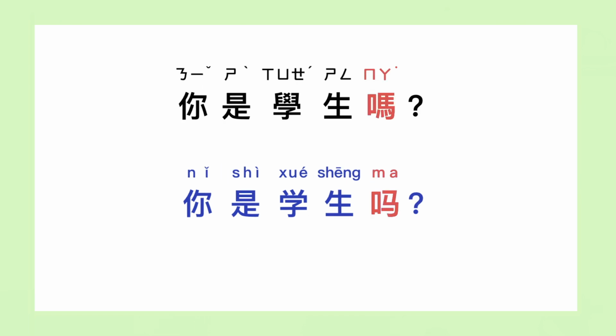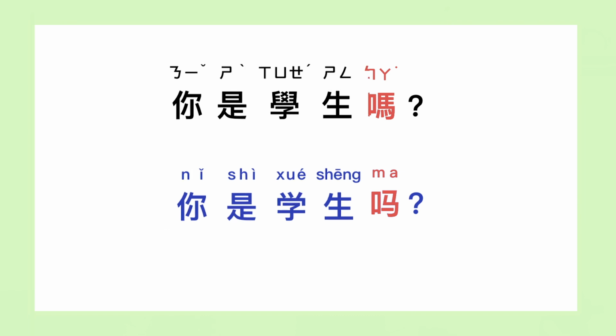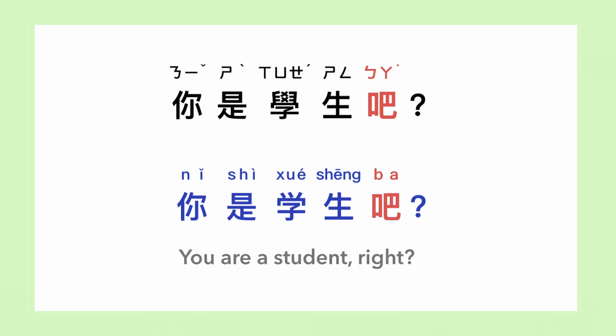你是学生吗? Are you a student? Here I added ma to show that I don't know the answer, and I'm asking a question. If I add ba, 你是学生吧? You're a student, right? Here, ba shows that I have an inkling in my mind, but I'm not so sure. So adding 语气词 is a way to express your tone and mood in your sentences. Okay, now let's get into today's 语气词.